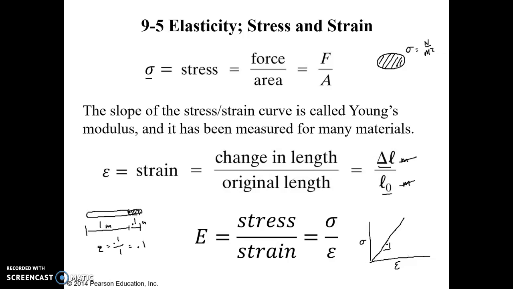But this slope can be described by this capital E. This is known as Young's modulus, or the modulus of elasticity. It's stress divided by strain, sigma over epsilon. And this varies for different materials. As I said, stiffer materials will have a higher E value. Less stiff materials will have a lower E value.